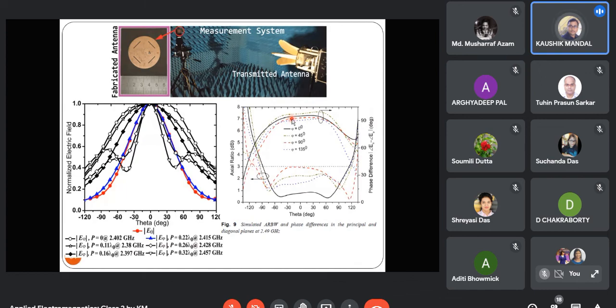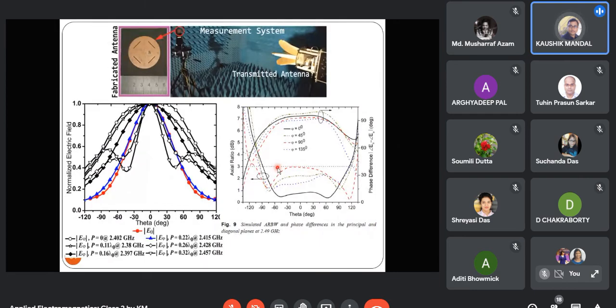So from these plots, you can check the 3 conditions of a circularly polarized wave. One is E theta and E phi should be the same, phase difference should be of the order of 90 degrees, and axial ratio should be nearly equal to 0 dB. If it is 0, that is purely circular polarization, but there is a threshold level up to 3 dB. So up to 3 dB, you can say it is circularly polarized.